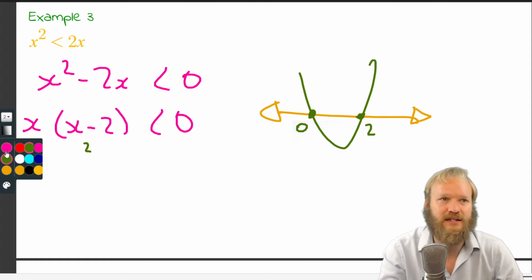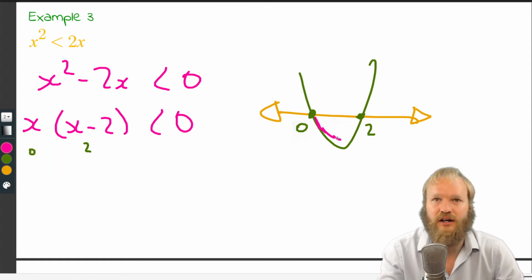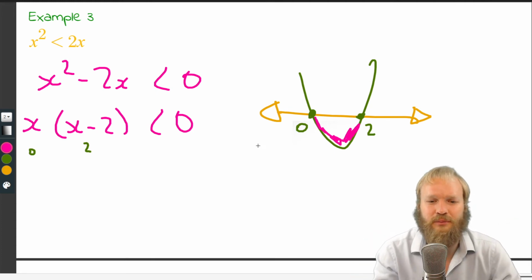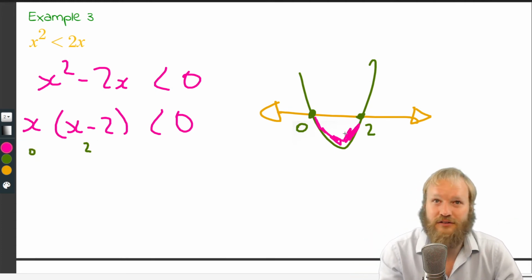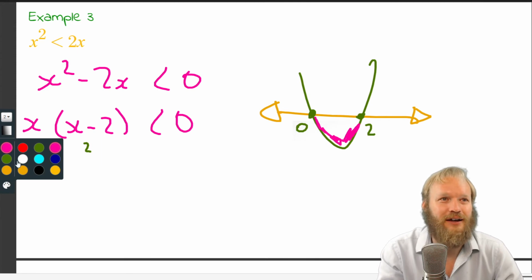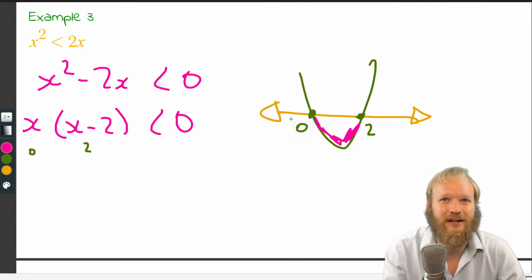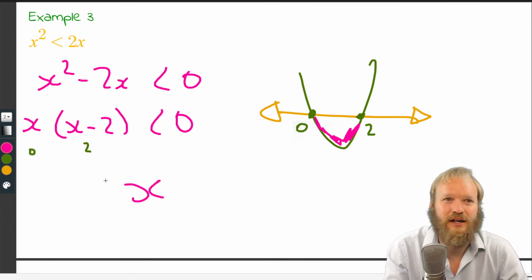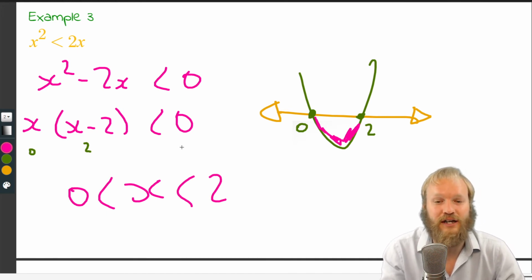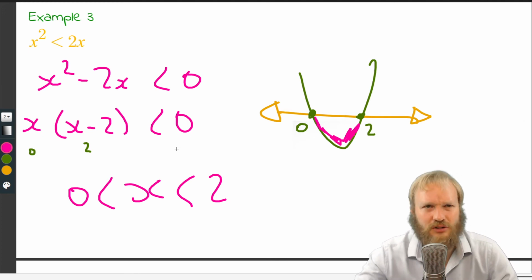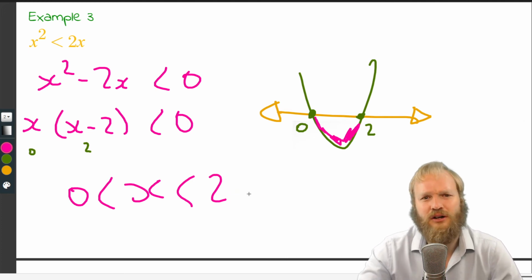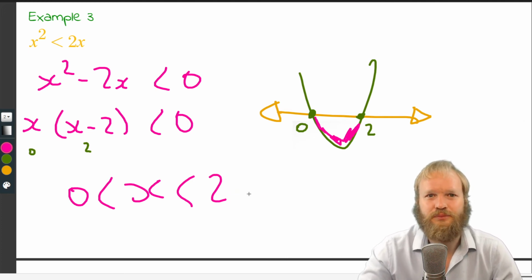We're looking for when it's less than 0, so I'm going to highlight this bit in between. And yes, you do need to draw the parabola each time, even if it's quite scruffy like the one I've done. And we can describe that: x is between 0 and 2, not including either of those points. Okay, so I'm just going through and skimming. Pause and breathe if you need it.